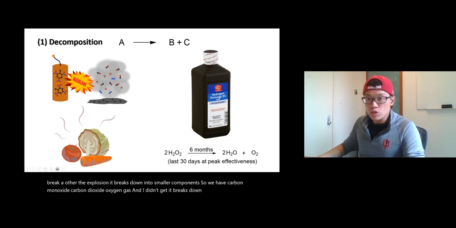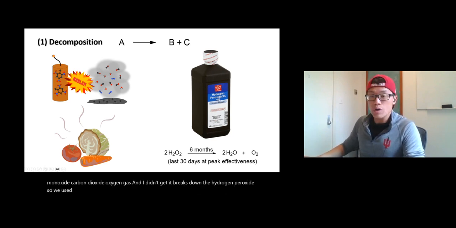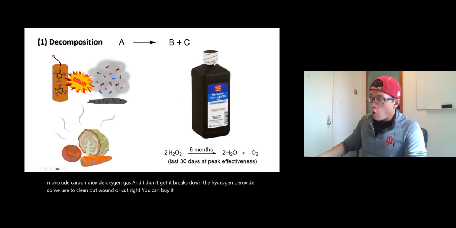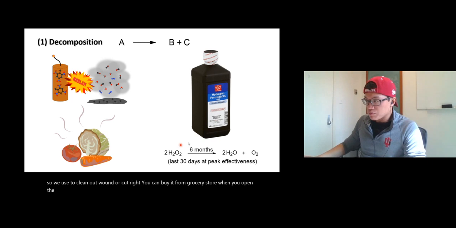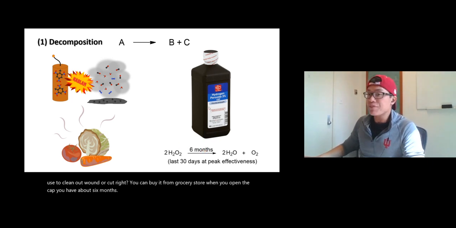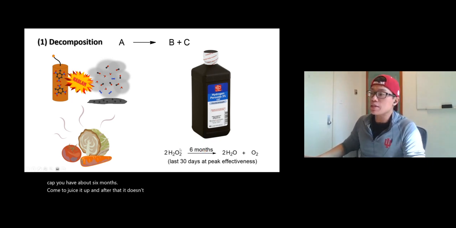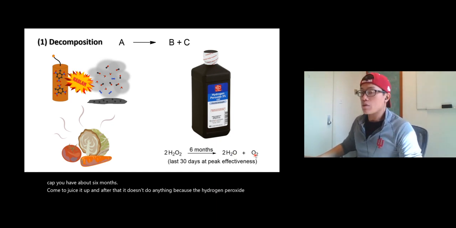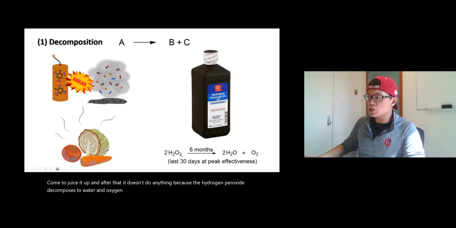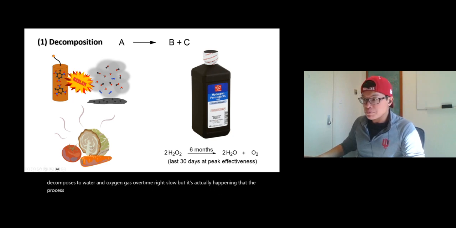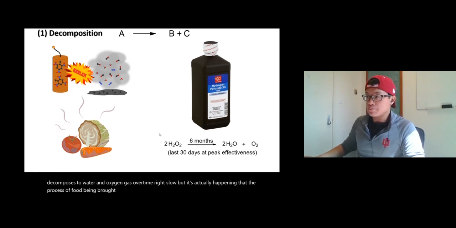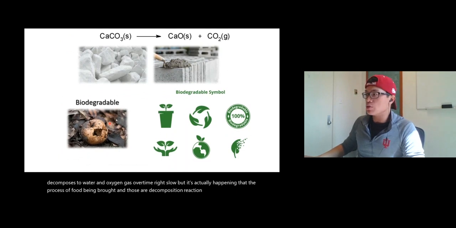The hydrogen peroxide, so we use it to clean our wound or cut, right? You can buy it from a grocery store. When you open the cap, you have about 6 months to use it up, and after that it doesn't do anything because the hydrogen peroxide decomposes to water and oxygen gas over time. Right? It's slow, but it's actually happening. The process of food rotting, those are decomposition reactions. Okay, biodegradable, all those things.